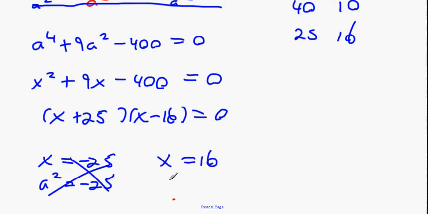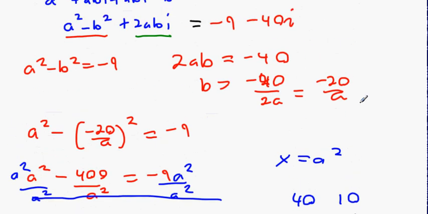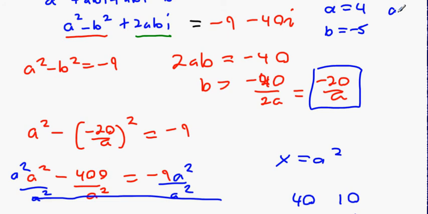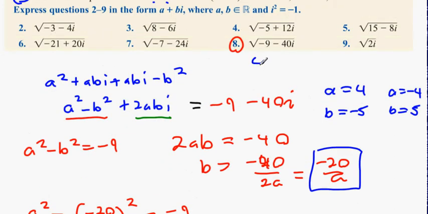And now we have x equals 16, which means a squared equals 16, which means a is plus or minus 4. Now that we figured out that a is plus or minus 4, we go back up here and we know that if a equals 4, then b is going to be minus 5. Or if a equals minus 4, that means 20 divided by minus 4, b is going to equal 5. So the two complex numbers we're talking about here are 4 minus 5i and 4 plus 5i.